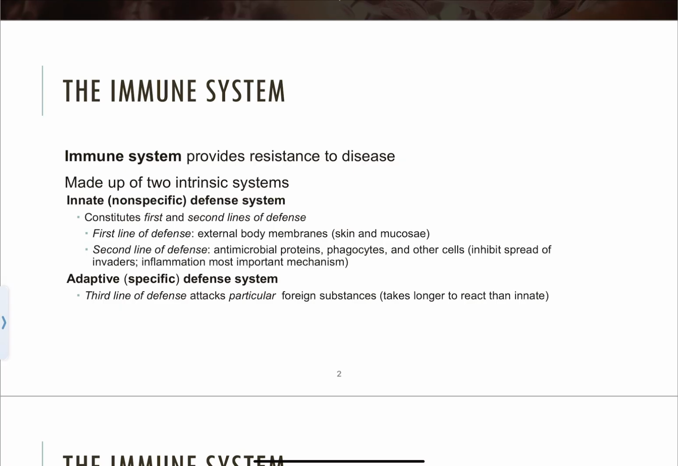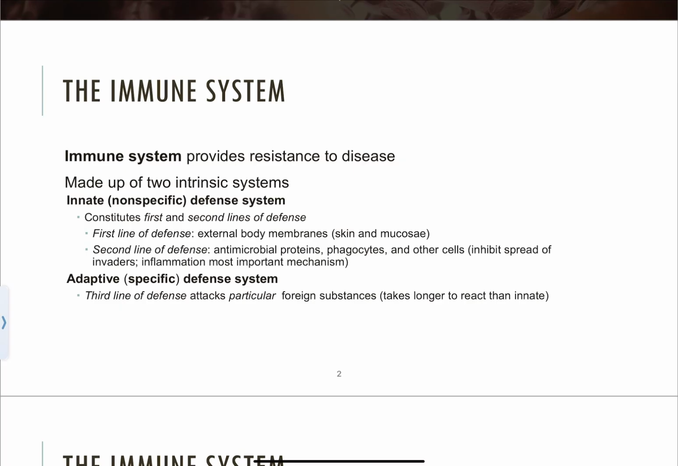A lot of times our first line of defense is sufficient to ward off different microbes. But if we cut ourselves or microbes invade deeper tissues, then our second line of defense is going to have to come into play. So the first and second lines of defense make up our innate defense system, and then we consider our specific, or adaptive, defense system the third line of defense, where we are attacking a particular foreign substance.